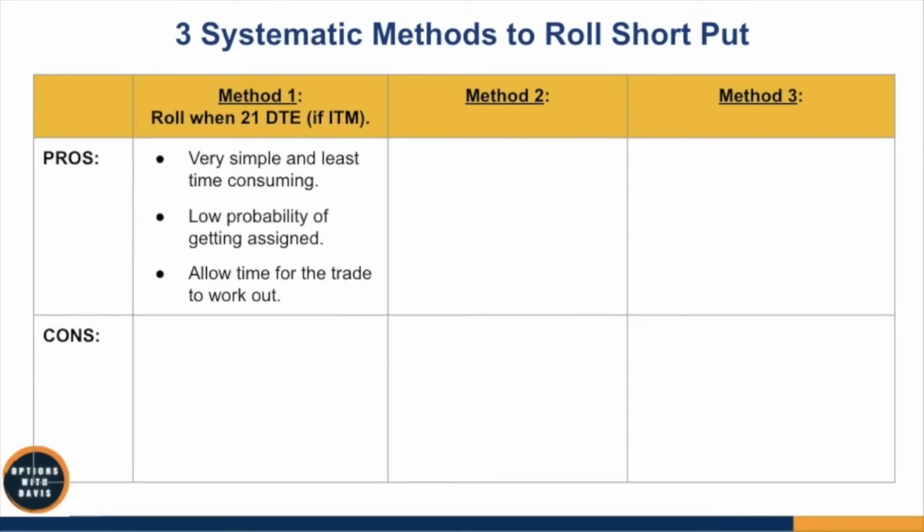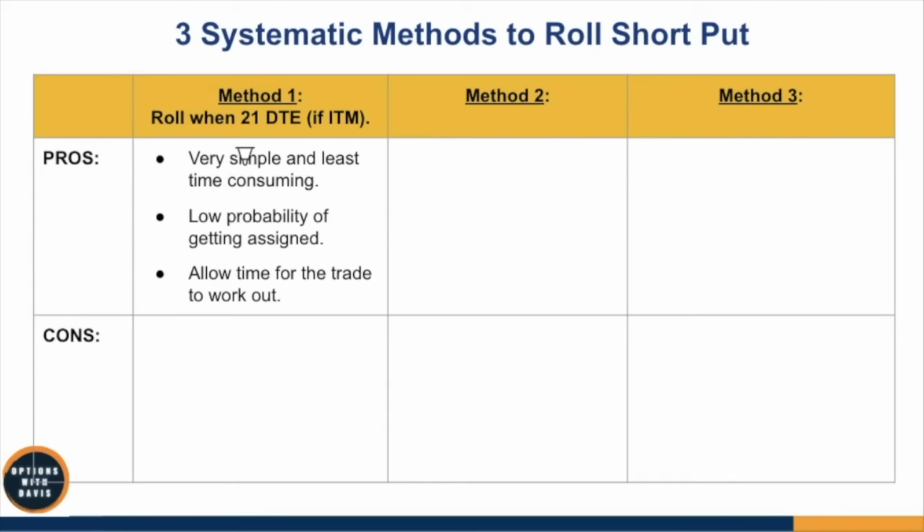So the pro is that this is a very simple method of rolling and the least time consuming. So if you don't really have much time to stare at the screen, or maybe you're working full time, then this is the best thing, because all you have to do is just monitor when it's 21 DTE, look at your position. If it's in the money, you roll. If it's out of the money, you just leave it. So that's a very simple way to manage it. And there's also a very low probability of getting assigned because there's still quite a number of days left to expiration. Now, of course, you still can get assigned if it's very, very deep in the money.